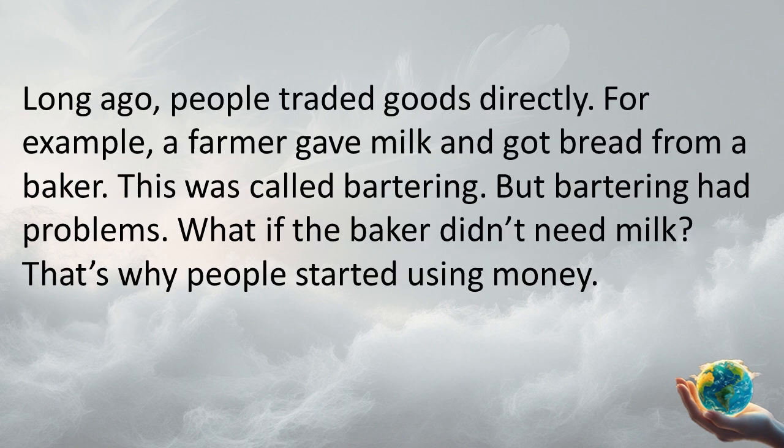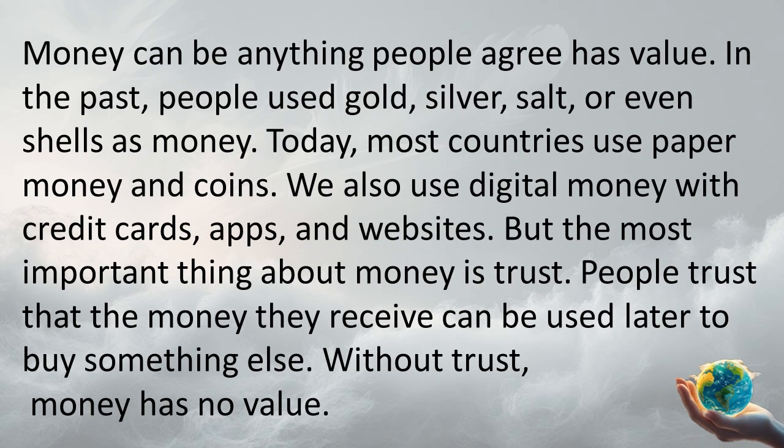Long ago, people traded goods directly. For example, a farmer gave milk and got bread from a baker. This was called bartering. But bartering had problems. What if the baker didn't need milk? That's why people started using money. Money can be anything people agree has value.